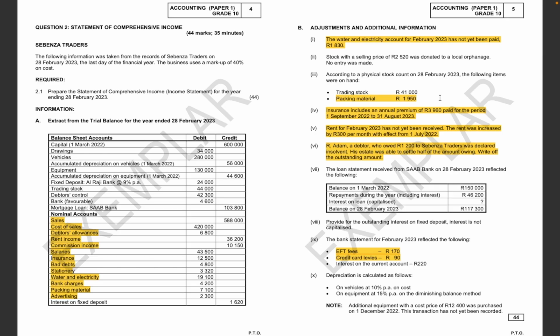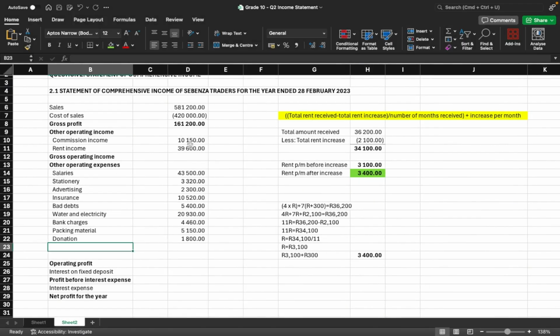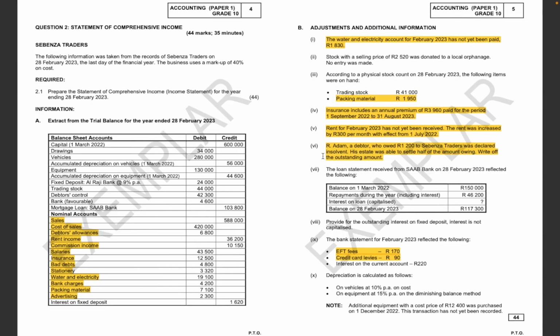But if the one in your trial balance is less than what you have in your additional information, then you would have what is called a trading stock surplus, which is an income, and it will go under other operating income. So if you have a trading stock surplus, it would have gone here under the other operating income. Okay, but let's figure out whether it's more or less.